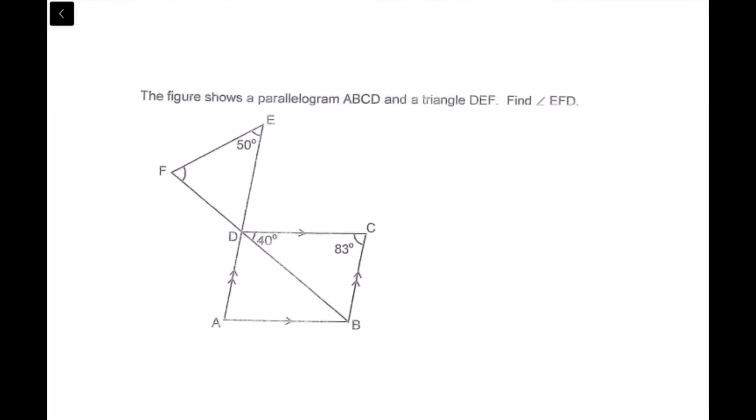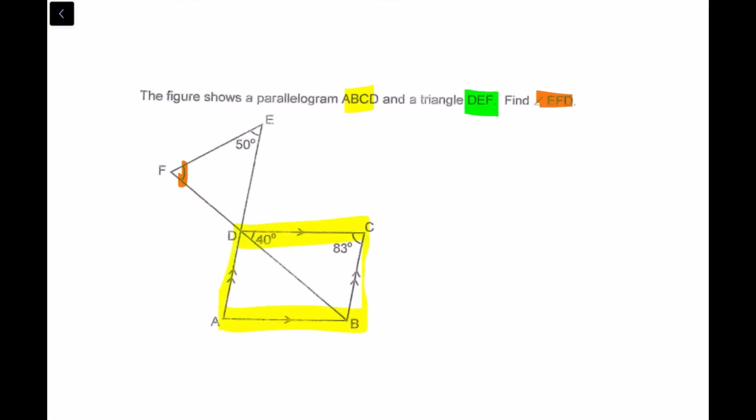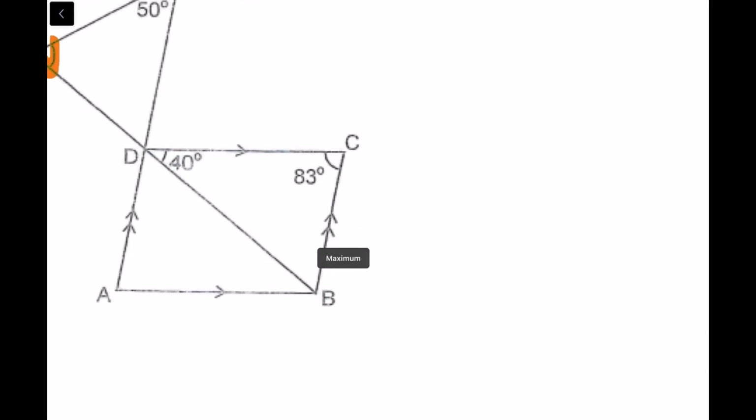The figure below shows a parallelogram ABCD and a triangle DEF. Find angle EFD, which is this angle over here. Okay, so let's focus on ABCD first. ABCD can be divided into two triangles as shown in the figure, and the first one would be triangle DBC. So our main focus would be this triangle.